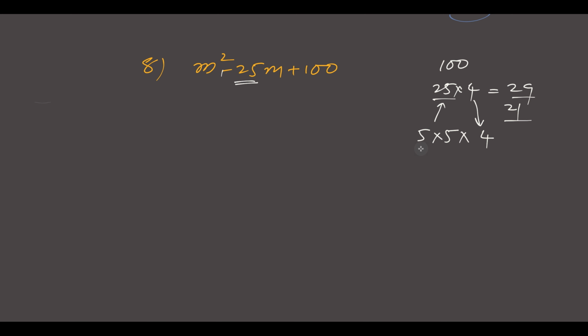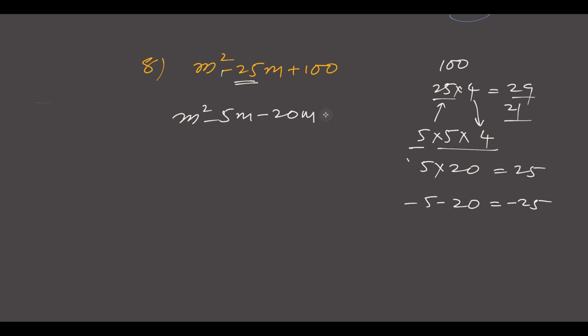How we can get it is, take this 5 and these two numbers. 5 into 4 is 20. Now, can you see 20 plus 5 is going to get 25. So how can we write 25? It is not plus 5, it is going to be a minus 5, because the question gave minus 25. Minus 5 minus 20 is going to be minus 25. So now replace the 25m: m square minus 5m minus 20m plus, this is going to be as it is, 100.